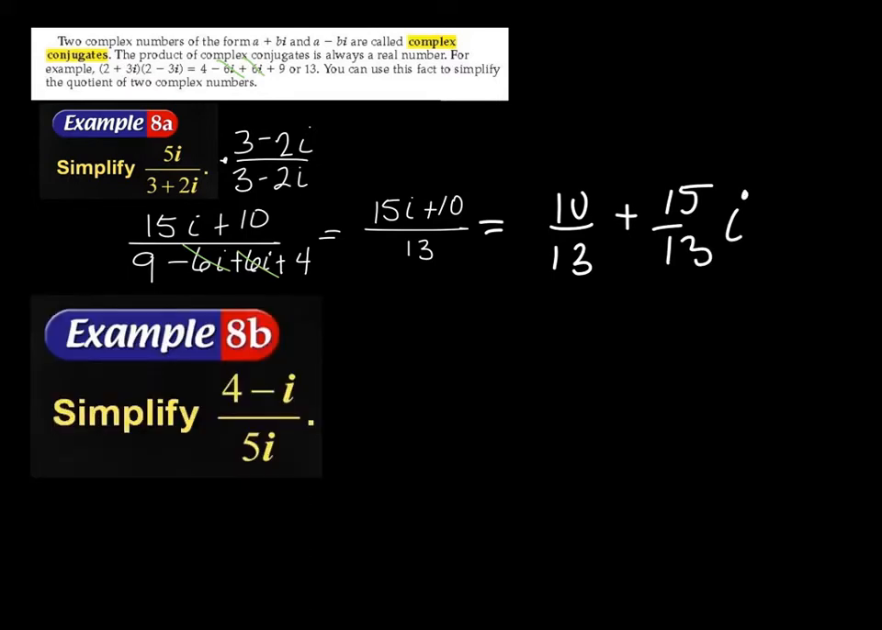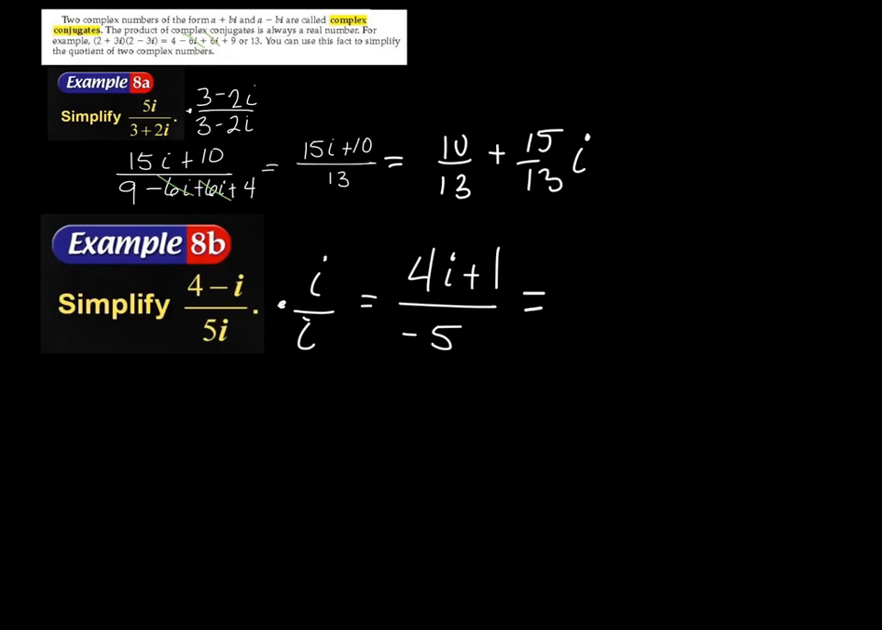Okay, this is a step easier than the last one. We just need to multiply by i over i, because i squared is negative 1, that's all we need to get rid of. So when we distribute, we're going to have 4i minus i squared, so plus 1 over 5i squared would be negative 5. My real component was negative 1/5, positive 1 divided by negative 5, minus 4/5 i.